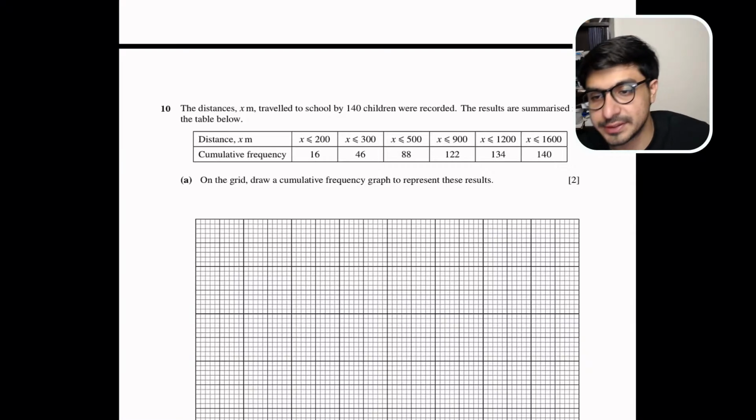So cumulative frequencies are given, everything is sorted. We just need to do what? We just need to start off by drawing it. So to draw it, we just need to do points. So what are the points? Lower bound of the first class interval with the cumulative frequency as 0.